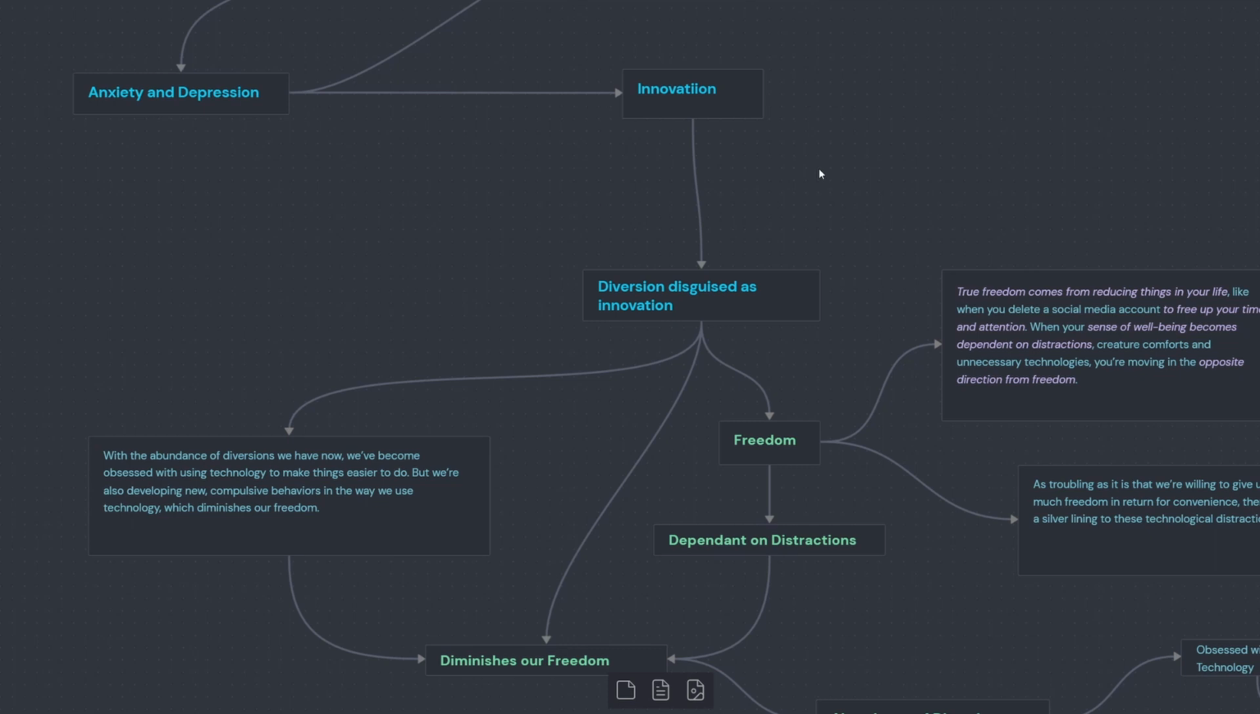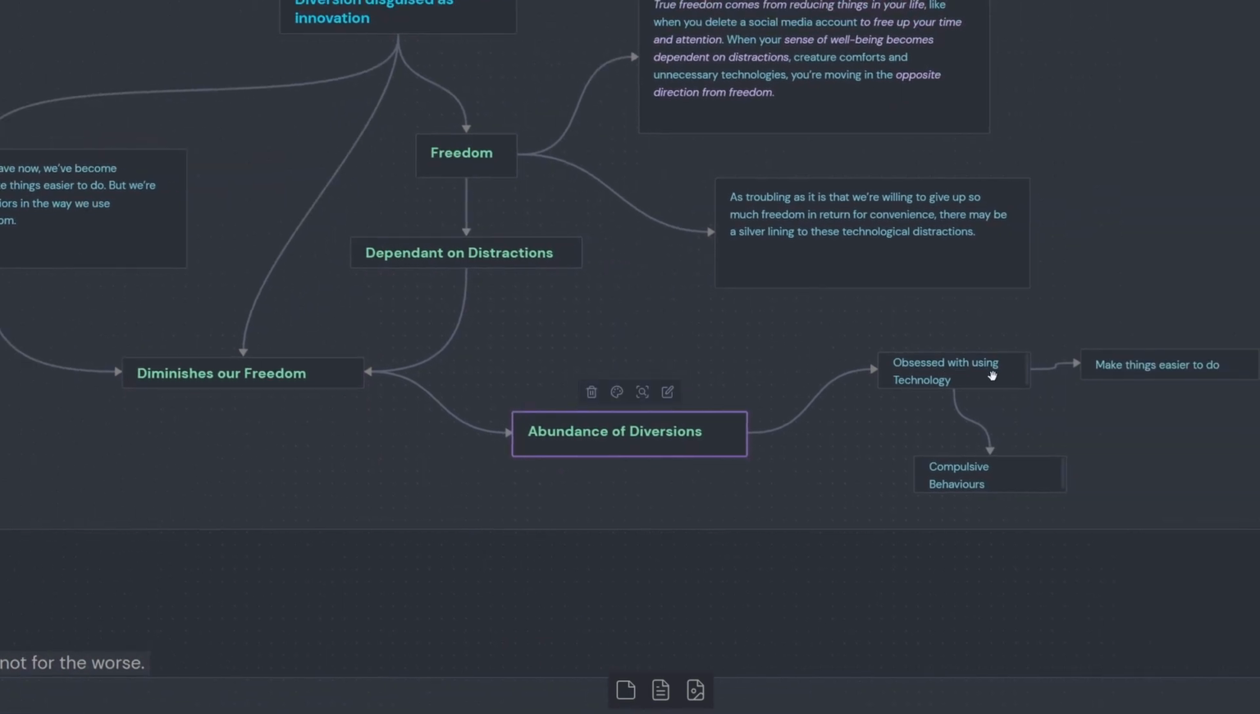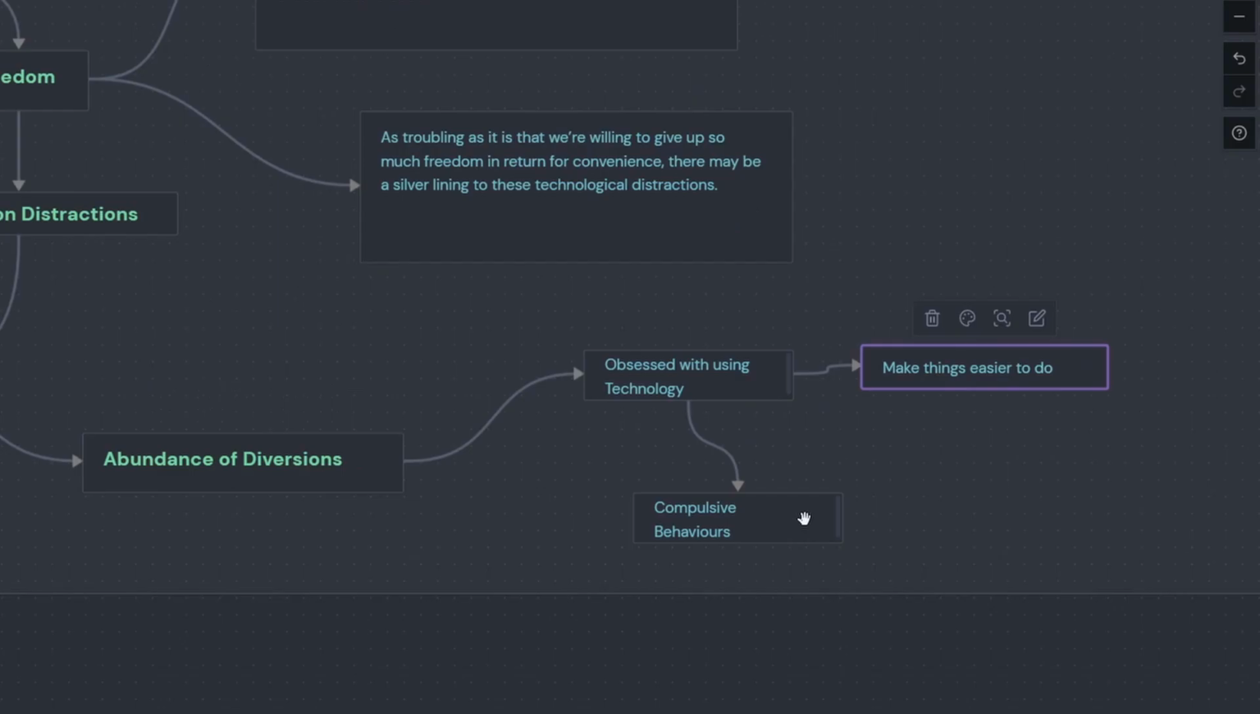When diversion is disguised as innovation, it presents freedom, but freedom is dependent on distractions, and distractions diminish our freedom. And in the modern age, we have an abundance of these diversions. We're all obsessed with using technology because it makes things easier to do. But this leads into compulsive behaviours.